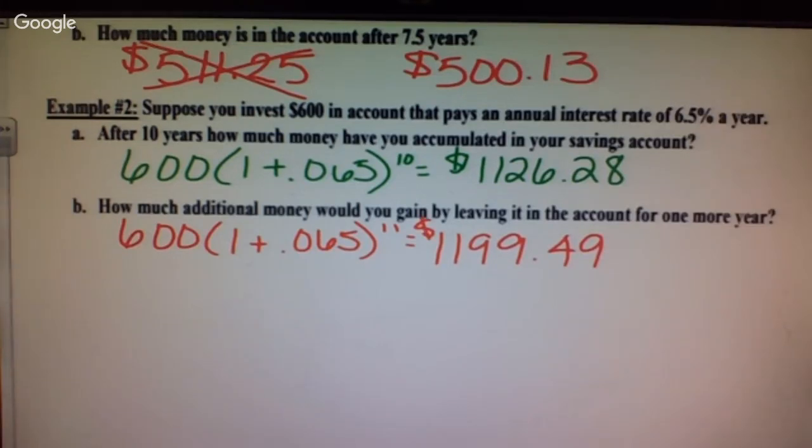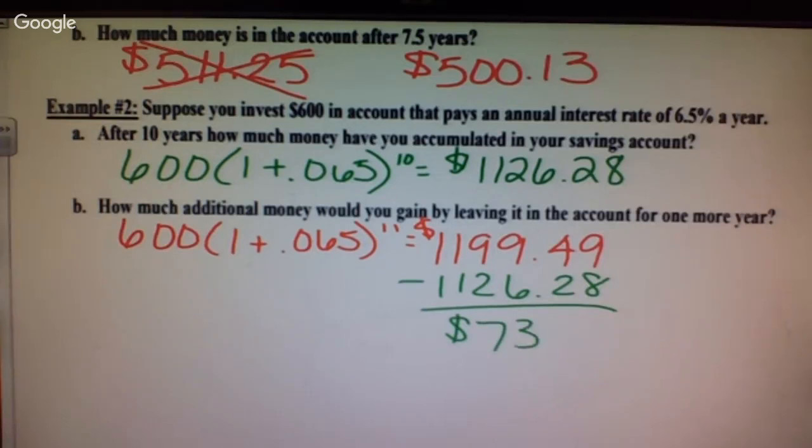Is that my answer? Nah. It's not that it's a trick question. Read what it's asking again. How much additional money would you gain? Oh, you've got to subtract. So we've got to subtract. See? It becomes like regular math. 73.21. So we gained an additional $73.21. Interesting. Okay? So you must be careful with what they're asking you.